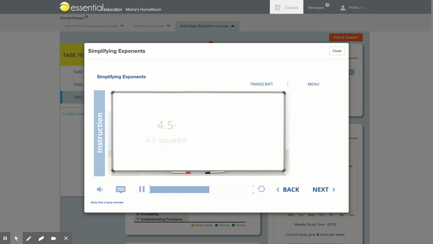Here's another example, 4.5 squared. The word squared is sometimes used when the exponent is 2. 4.5 squared is 4.5 times 4.5, right? When I multiply, I get 20.25. So 4.5 squared is 20.25.